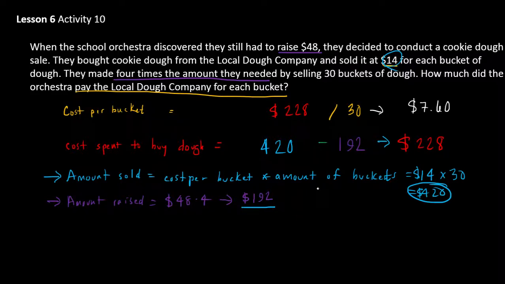So that's not a bad profit, right? So for every $7.60 they spent, they got $14 back. So the cost per bucket is $7.60.